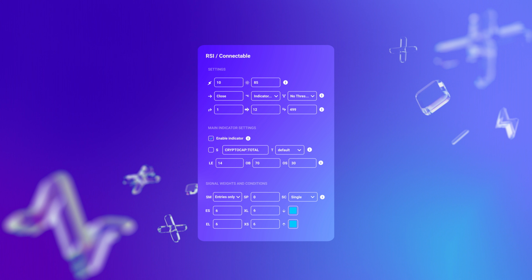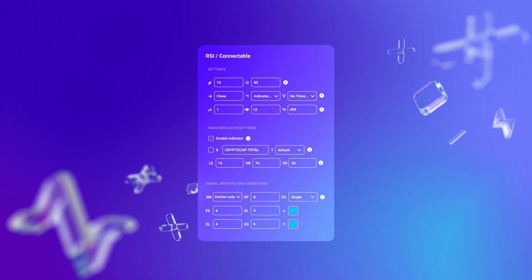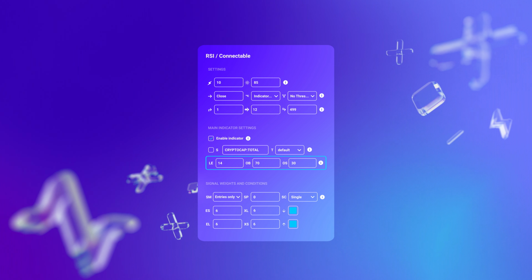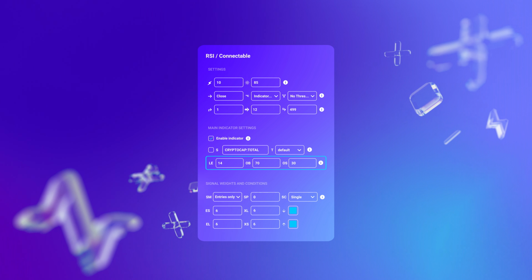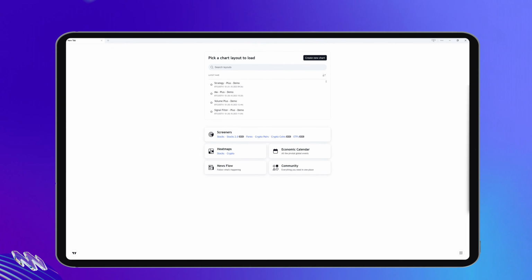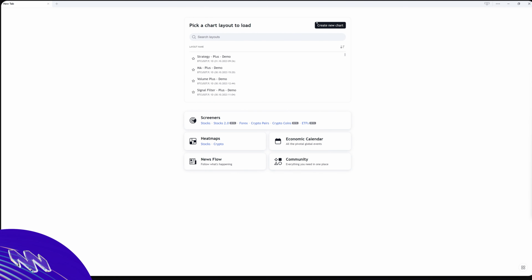Let's see how this looks with the RSI. As you can see, the blocks we just discussed return, and in the center you can find the indicator-specific settings: length, overbought and oversold levels. Let's set up our first strategy chain in TradingView.